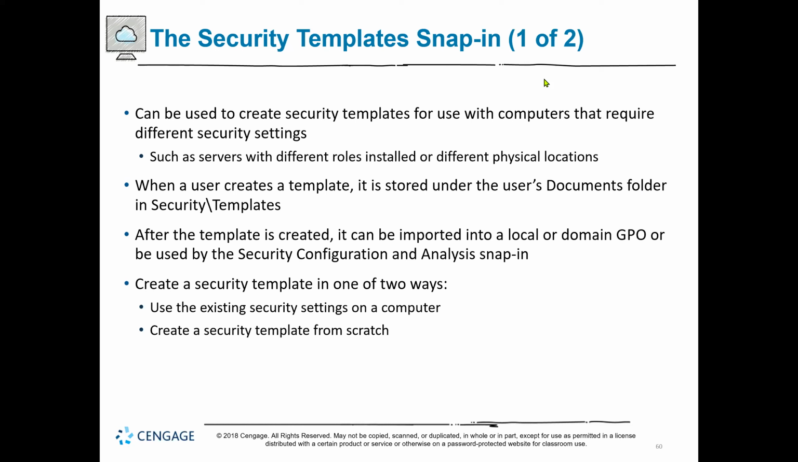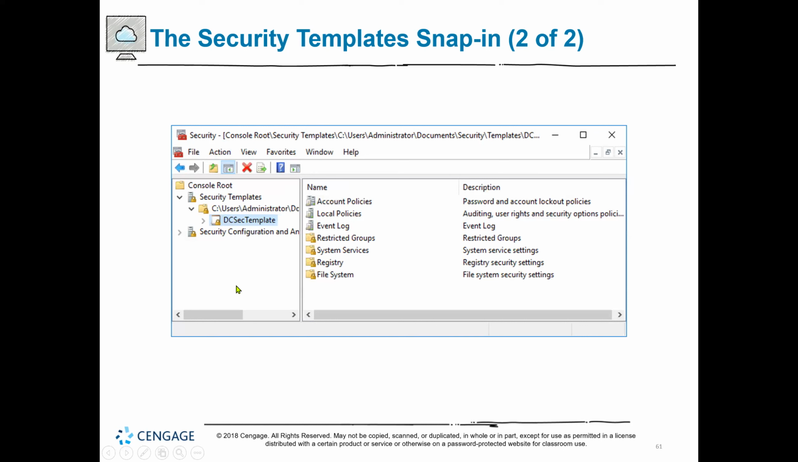The security template snap-in can be used to create security templates for use with computers that require different security settings, such as servers with different roles installed or different physical locations. When a user creates a template, it's stored under the user's documents folder in security templates. After the template is created, it can be imported into a local or domain GPO or be used by the security configuration and analysis snap-in. Create a security template in one of two ways: use the existing security settings on a computer, or create a security template from scratch. And here you can see that snap-in.